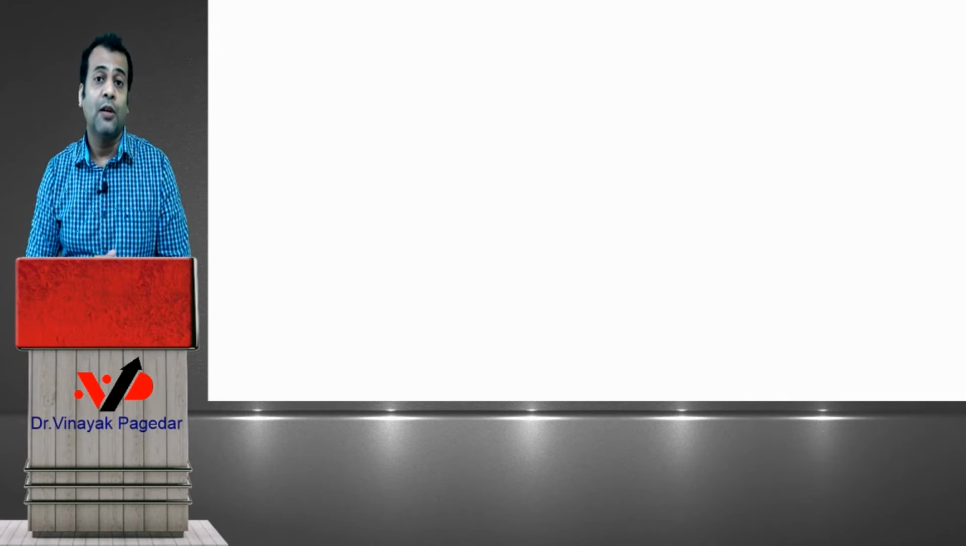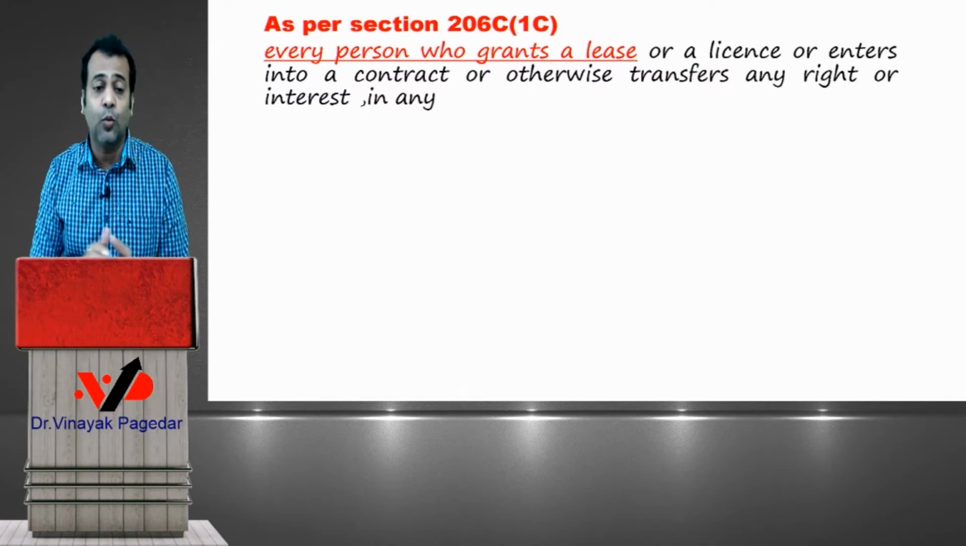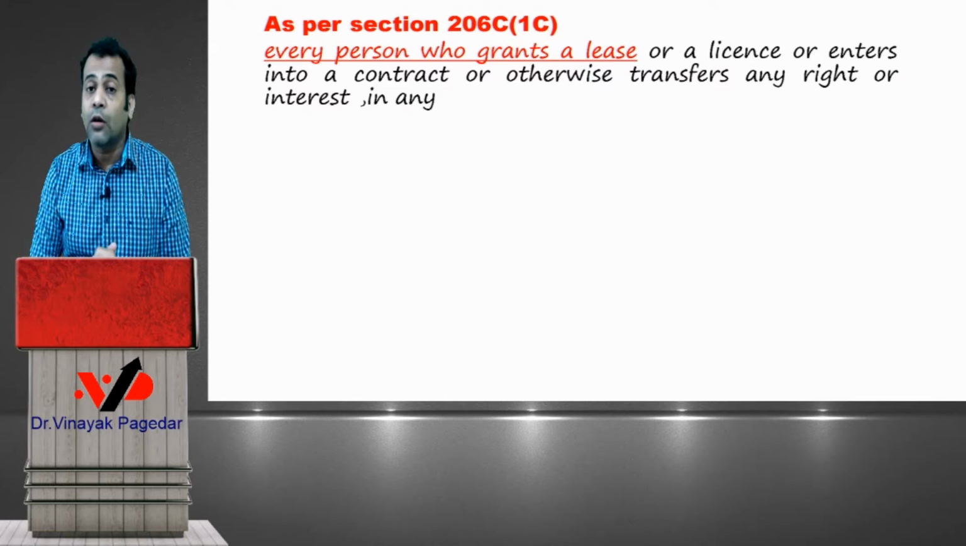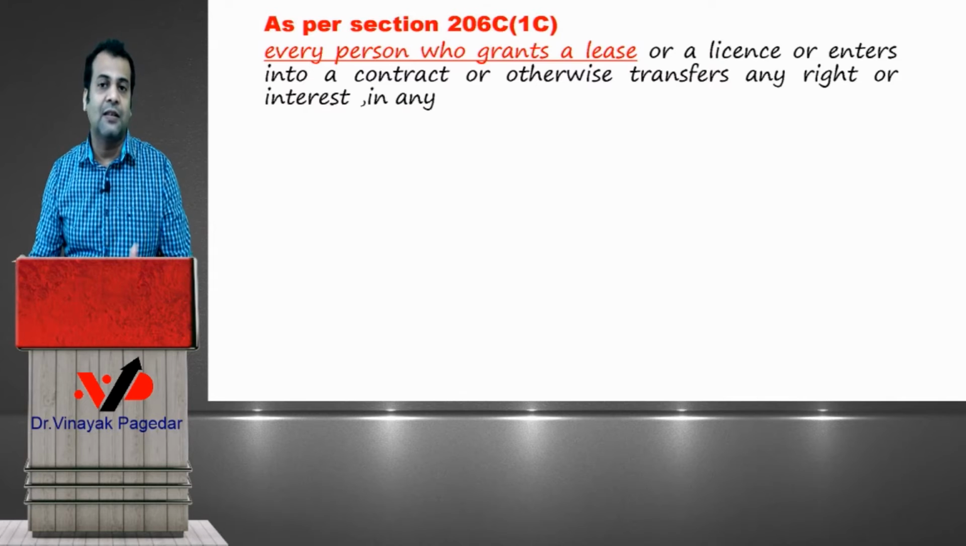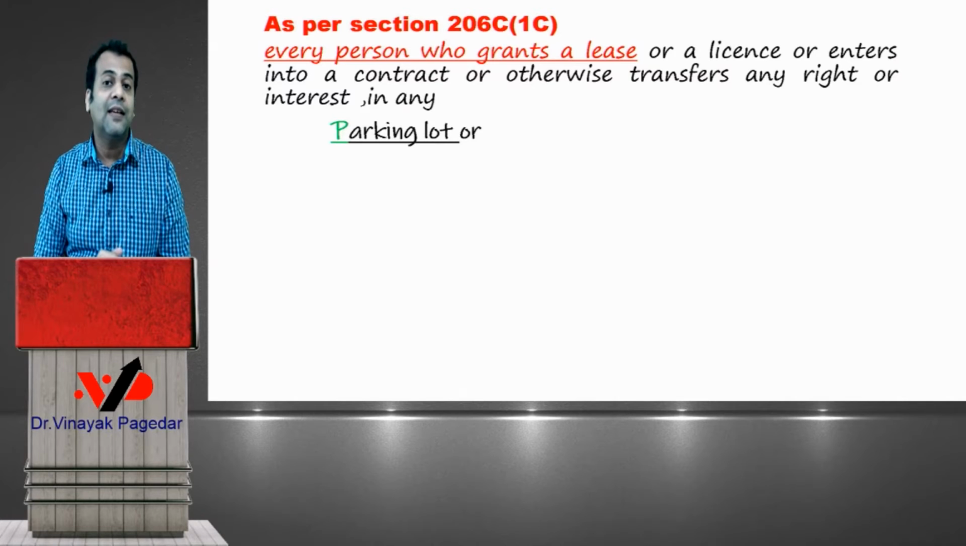in a parking lot, in a toll plaza, or in a mine or quarry has to collect 2% TCS from the lessee. Any lessee other than a public sector company, the lessor will collect 2% TCS, and that is given in 206C(1C). Let us read the text. It says, as per section 206C(1C), every person who grants a lease or a license or enters into a contract or otherwise transfers any right or interest, we are typically talking of lessors, the people who lease out, are responsible for collecting TCS. But what are they leasing out?